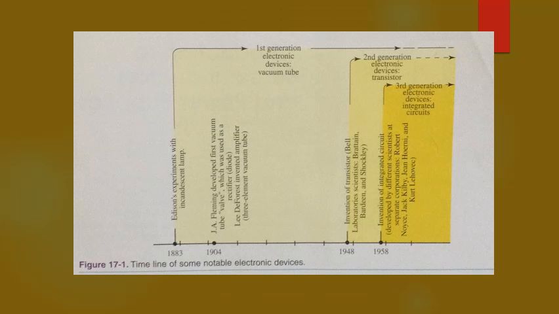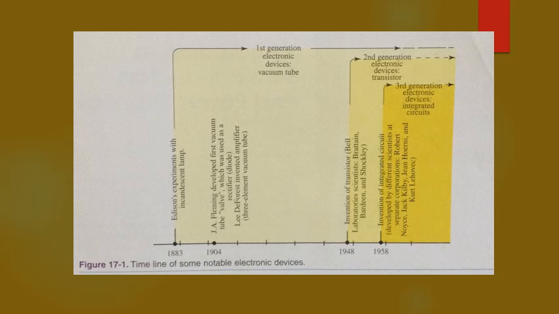Electronics is defined as the study of how electrons flow in active devices such as integrated circuits, transistors, and vacuum tubes. A timeline showing the development of these three generations of electronic devices is shown in figure 17-1. Again, electronics can be defined as the study of the flow of electrons in active devices such as integrated circuits, transistors, and vacuum tubes.